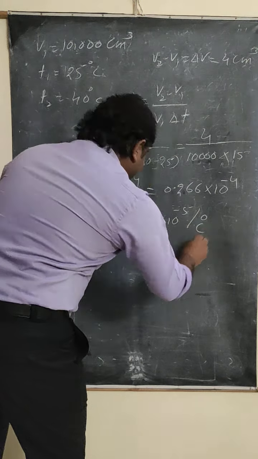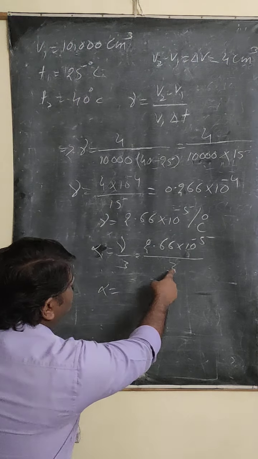But the problem is not asking for the volume coefficient. What is the problem asking? The linear coefficient. To find the linear coefficient, what can I write? Alpha is equal to gamma by 3. That is 2.66 into 10 to the power of minus 5 by 3. If I simplify this equation, alpha is equal to, okay, 2.6.